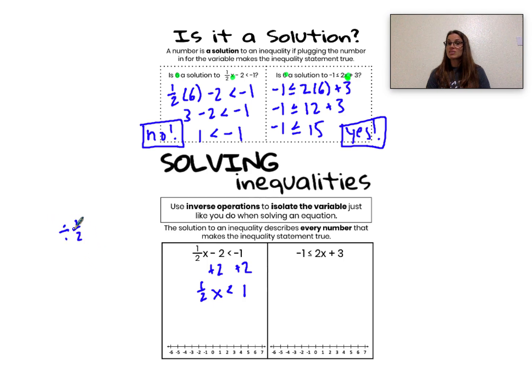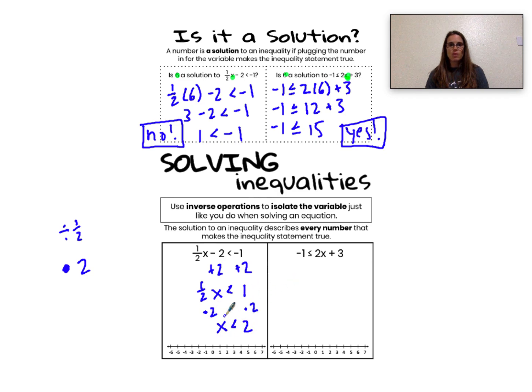Now I want to divide both sides of my inequality by 1/2. I want to remember what dividing by a fraction is the same as. It's the same as keeping my first number, changing my division to multiplication, and then flipping. So dividing by 1/2 is the same as multiplying by 2. And 1/2 times 2 also equals 1. So 1/2 x times 2 is just x, and x is less than 1 times 2, which is 2.